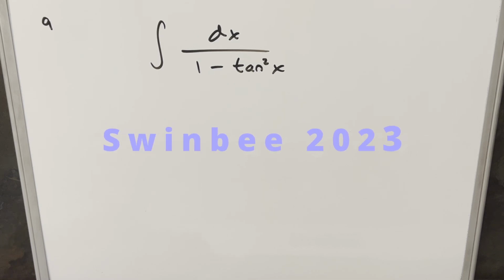Okay, we have another integral. This one's from the Swinbee 2023, problem 9. We have the integral of 1 over 1 minus tan squared x dx.